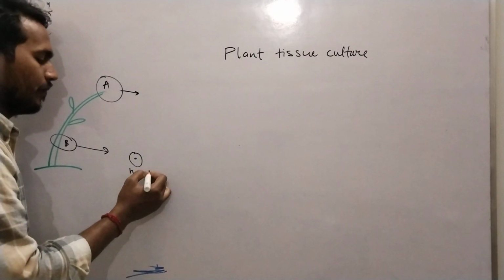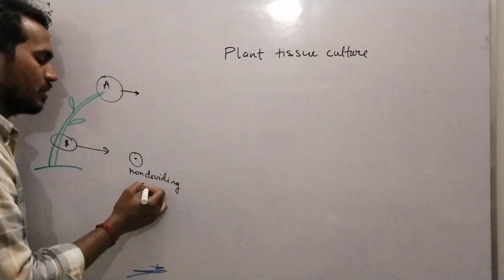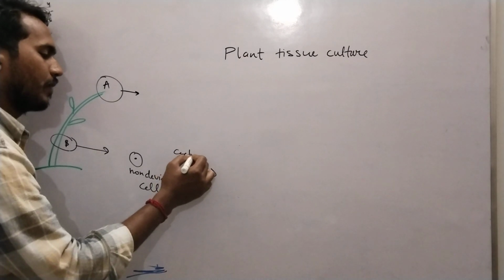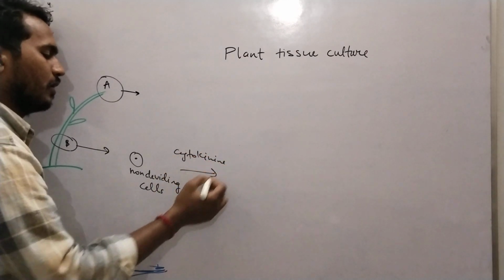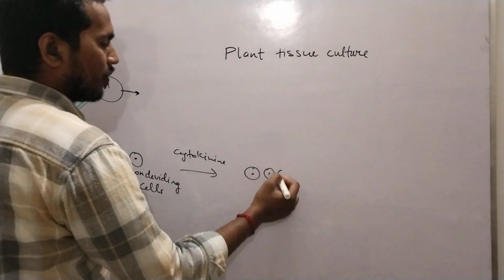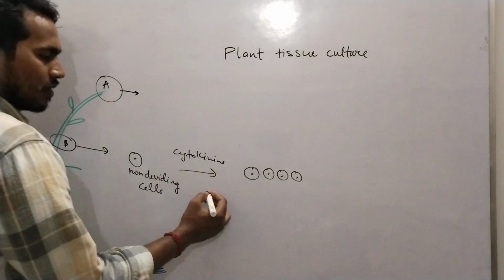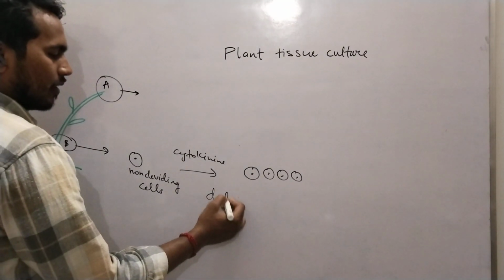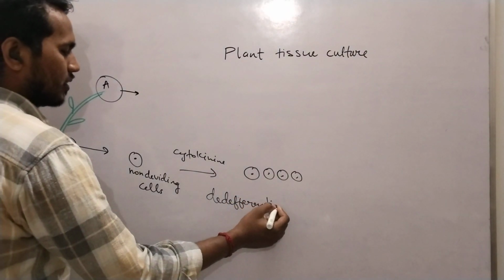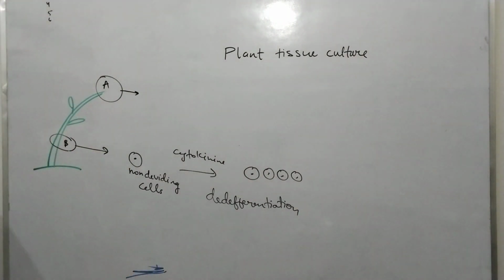Non-dividing cells. And once you add a cytokinin, then it will start dividing, and from a non-dividing cell it becomes what? Dividing cells. So that is called what? De-differentiation. It's called de-differentiation.